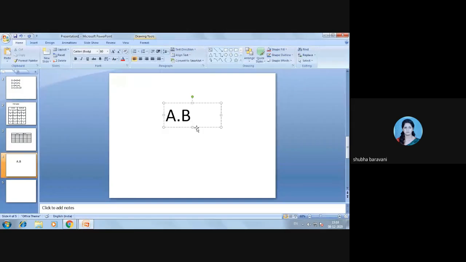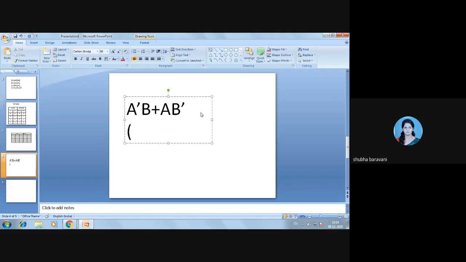Similarly, the sum expression is A bar B plus A B bar. Now I'll simplify this because I have to construct a logic diagram in which I should represent it using a NOT gate. So again here also I'll put double bar. A bar B plus AB bar, double bar. समझ में आ रहा है?